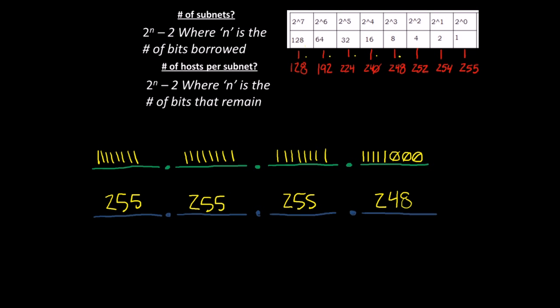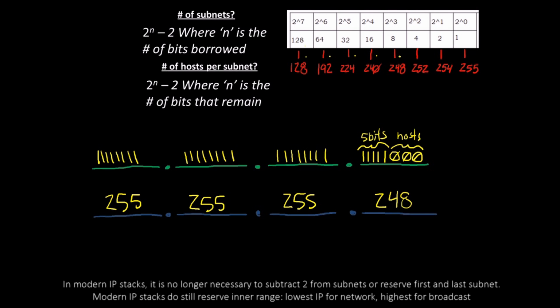So I now see that the first 5 bits, I have 5 bits here, are turned on. And these 5 bits here belong to the network. And these 3 bits here belong to the hosts. And that is where these 2 numbers here come in. So 2 to the n minus 2, where n is the number of bits borrowed. So this will tell me how many subnets I have.